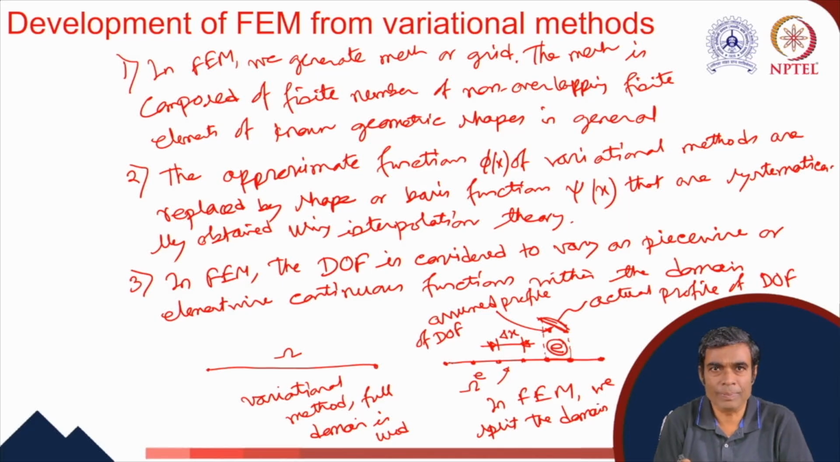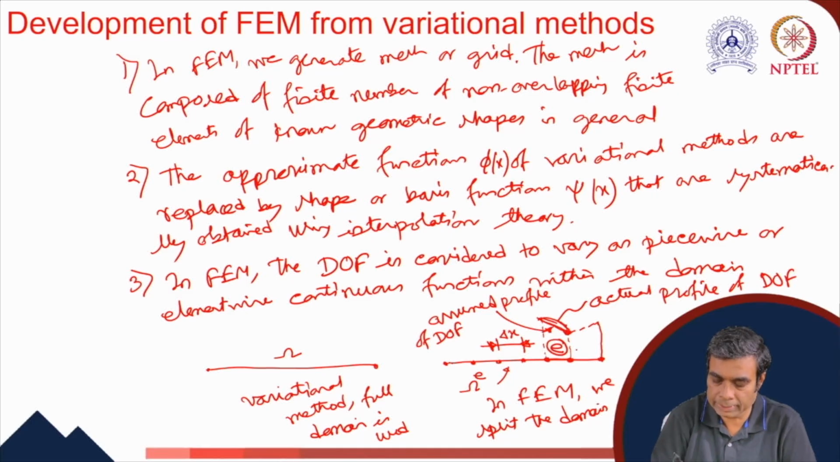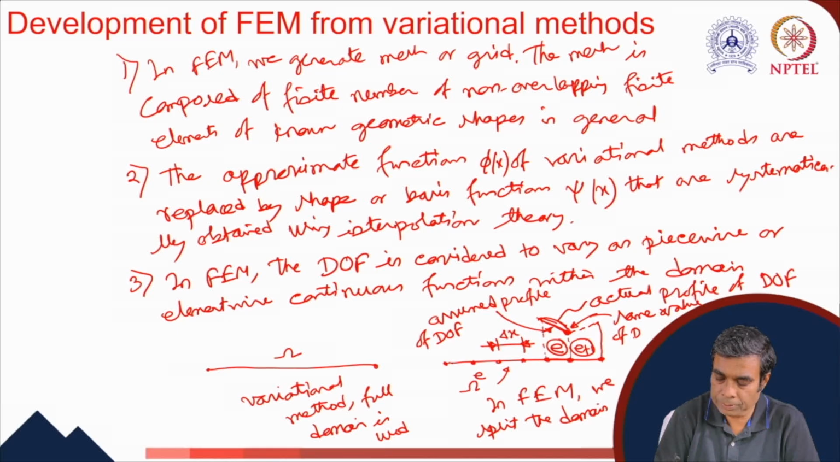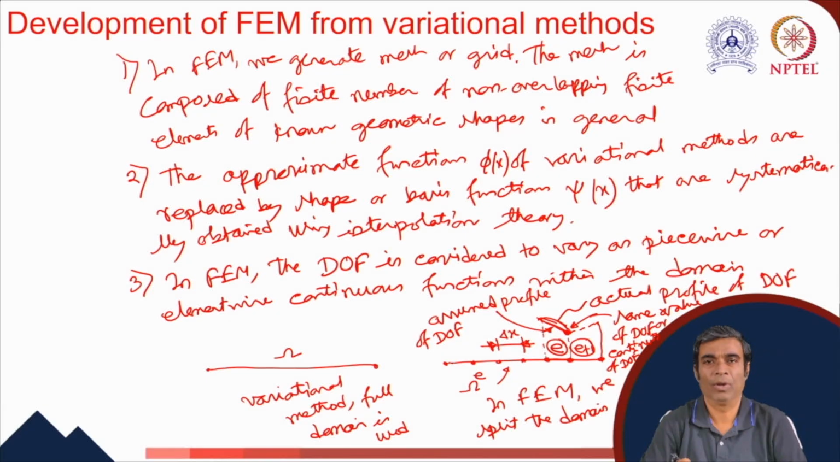The word piecewise continuous function implies that when we go to the next element, we have the profile here. So at the junction of two successive elements E and E plus 1, we have the same value of temperature, or the same value of the degree of freedom. So at the junction, same value of DOF, or continuity of the primary variable, or primitive variable, or the DOF.